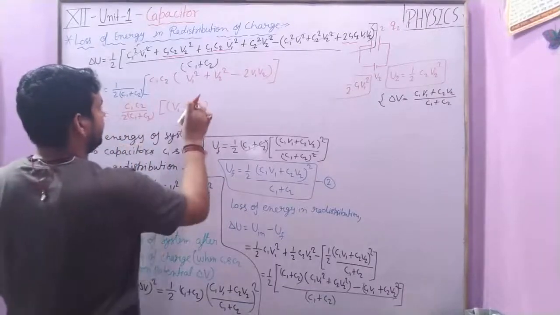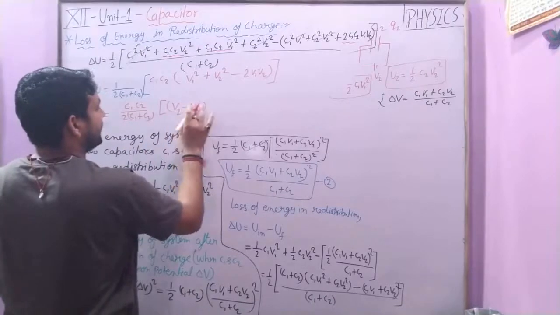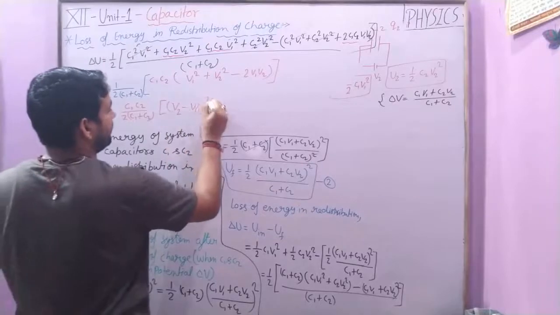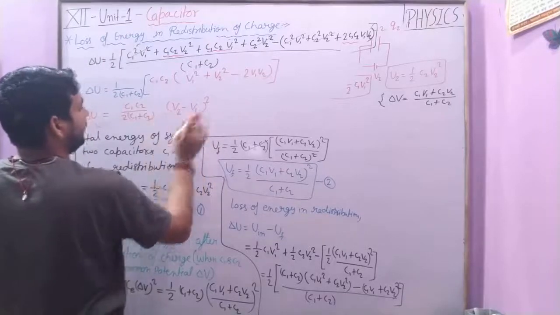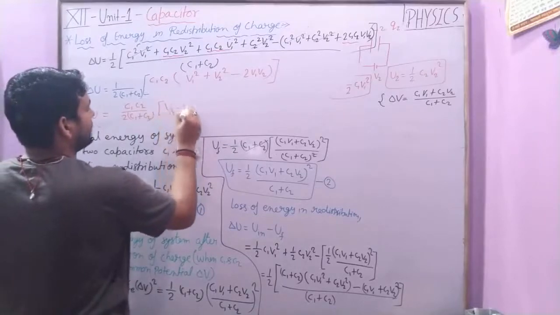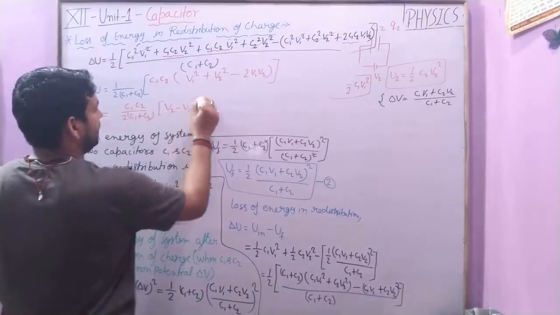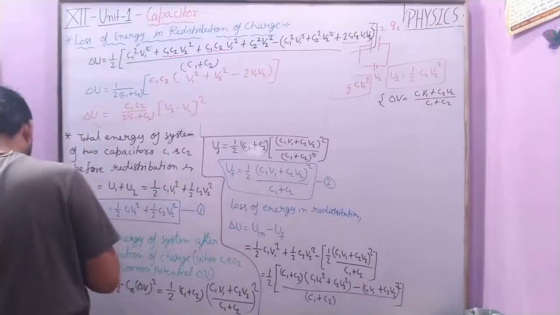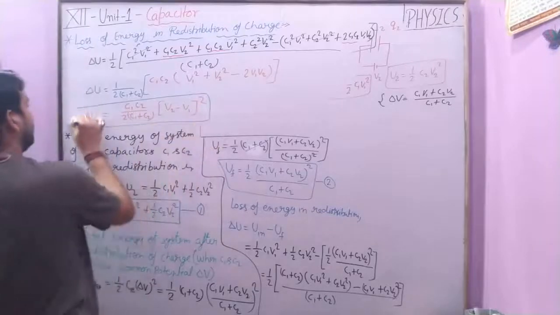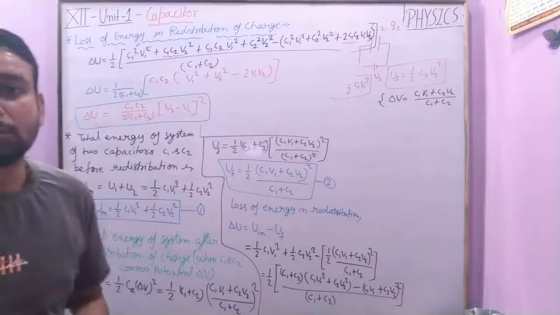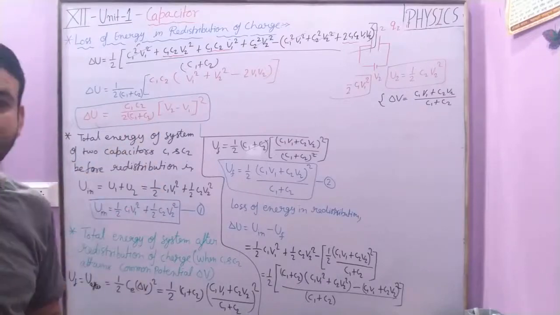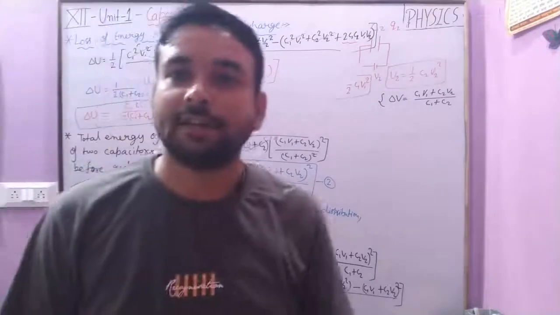Or, because V2 is greater, V2 minus V1 whole square. That is, V2 minus V1 whole square. So this is the final result of the loss in energy when the two capacitors are combined to each other and redistribution of charge takes place.